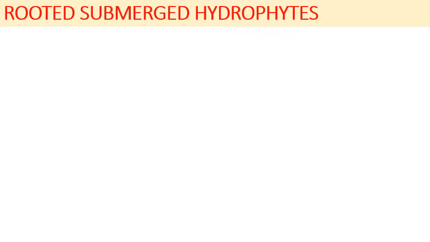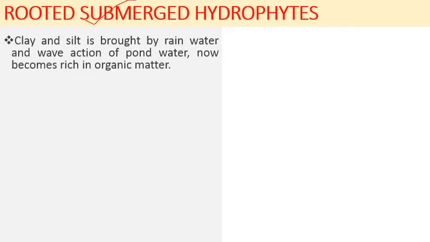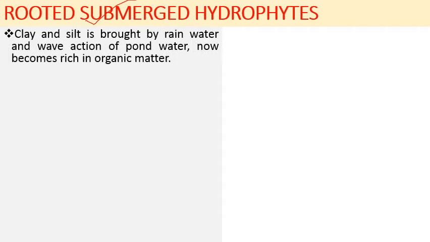The next stage is rooted submerged hydrophytes. As the name indicates, ye jo hydrophytes hote hain, they are submerged in the water body, aur inki jo roots hoti hain, they are at the base of that water body. And as we know, the clay or silt that is brought by rainwater and wave action of pond water now becomes rich in organic matter. So jo pond ka base hai, that becomes rich in organic matter. Wahan pe certain nutrients add ho jate hain, aur iske addition mein jo death or decay hota hai phytoplanktons ka, they also add nutrients to the water body or base of water.